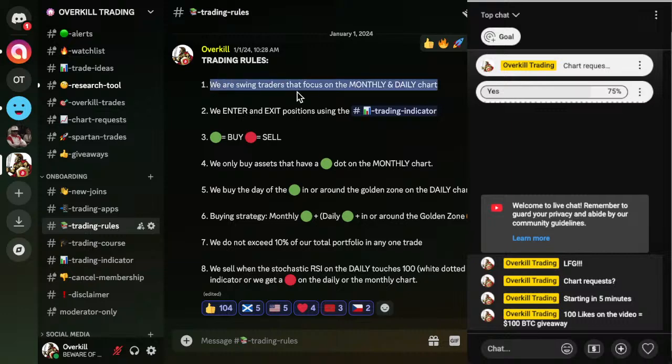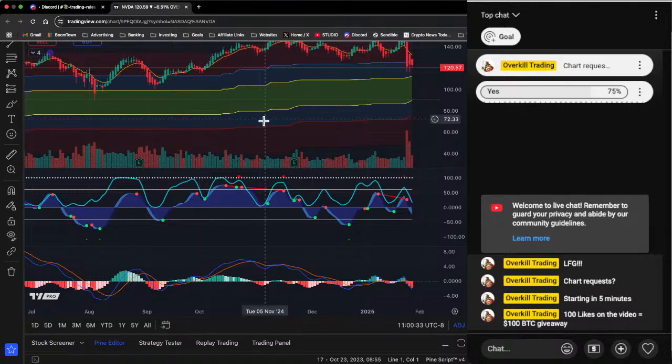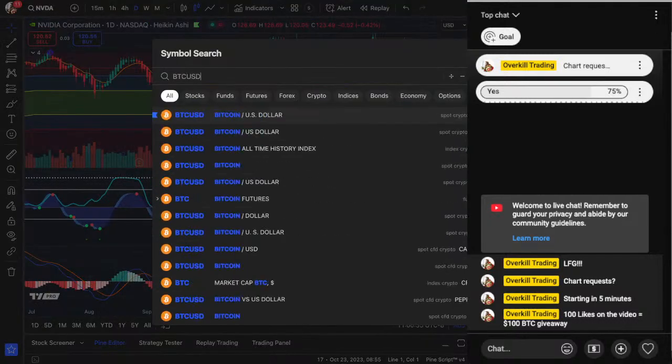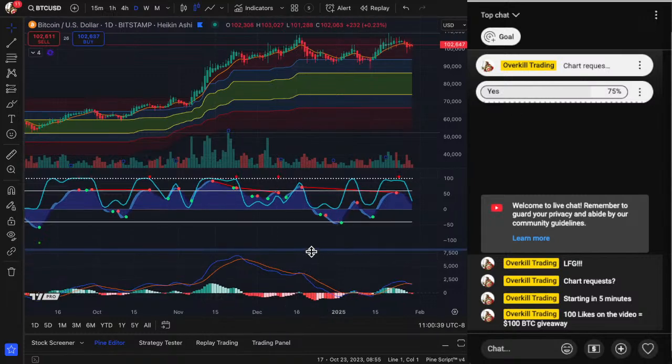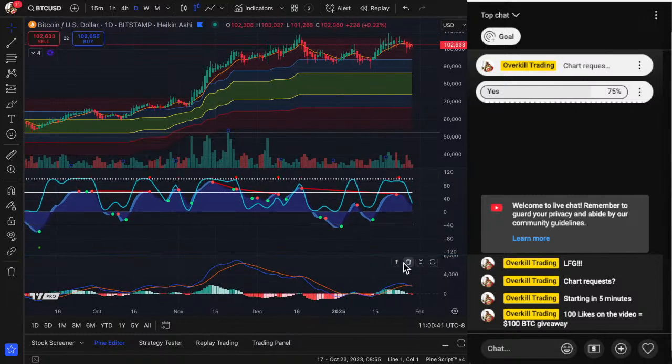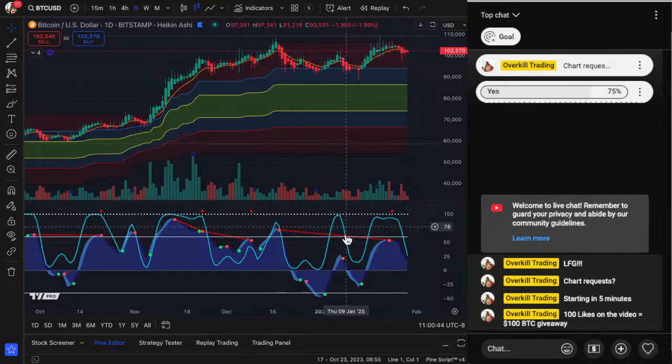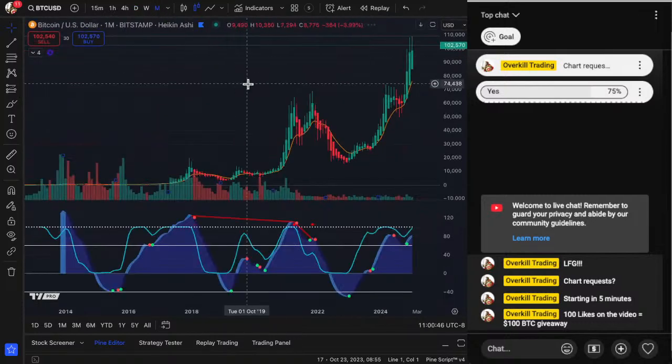So with that being said, the first rule is that we are swing traders that focus on a monthly and a daily chart. I'll just pull up a chart of Bitcoin here to make it really simple. I got a MACD down here right now. I'm going to take this off for the time being. But we are focused on a monthly and a daily chart.